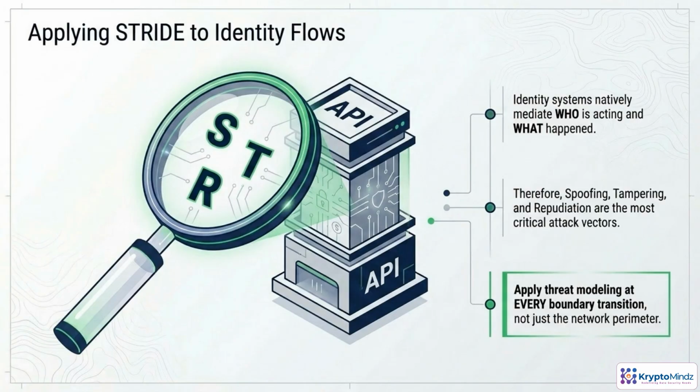Identity systems sit in the critical path for who is acting and what happened. That makes a few STRIDE categories especially important: spoofing, tampering, and repudiation. So don't just protect the perimeter. Apply threat modeling at every boundary transition between apps, APIs, vendors, and internal services to understand how those three threats show up in your specific flows.